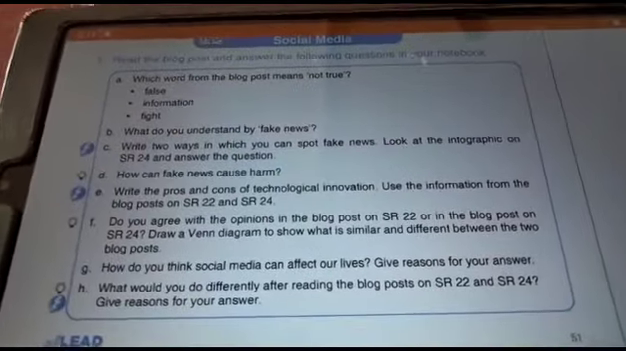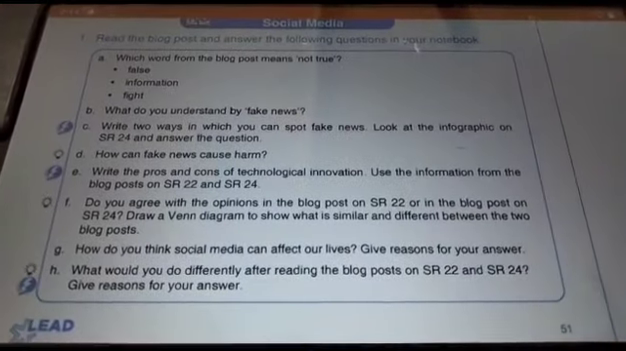Okay, students? So this is your homework today. Write neatly, write clearly, write the correct answer.